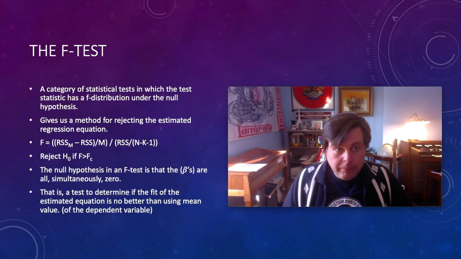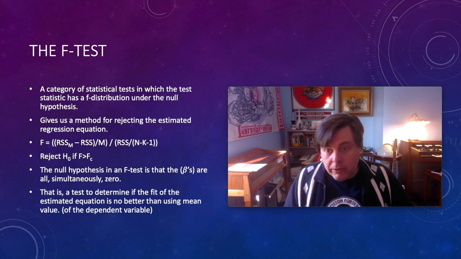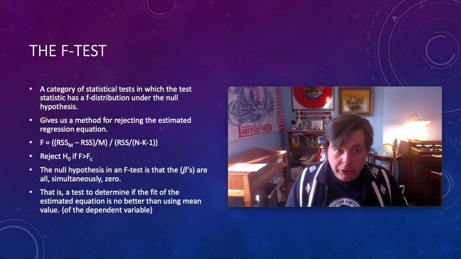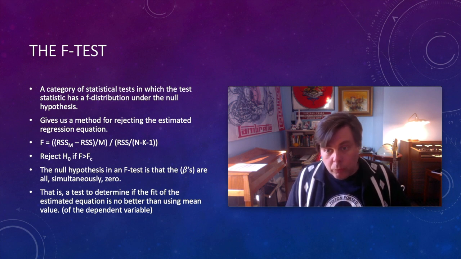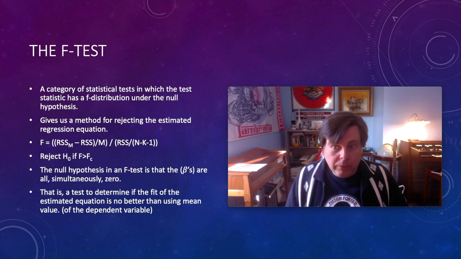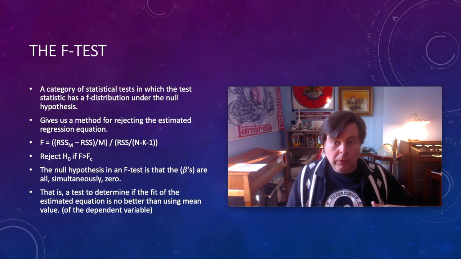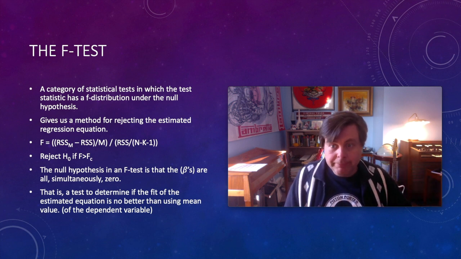All right, finally then, the idea of the F-test. Okay, so F-test is not a specific type of test, but rather is a category of statistical test in which the test statistic has an F distribution under the null hypothesis. Now that's kind of fancy, and we really only need to understand the specific type of F-test that we are running here. What the F-test gives us is a method for rejecting the estimated regression equation out of hand, right? So should we reject the entire estimated regression equation?